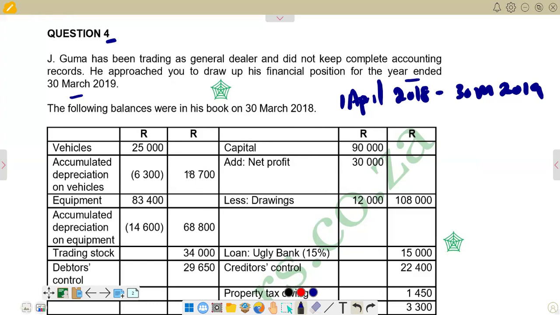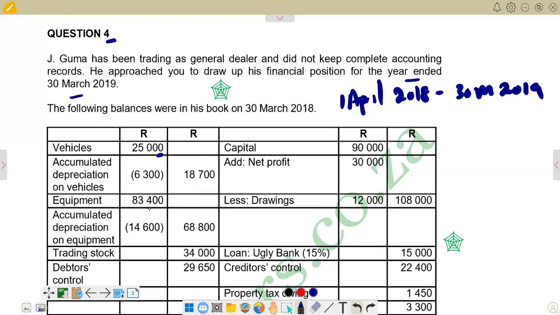So what we're going to do is pick the cost price, that is the gross carrying value at the beginning of the year. For vehicles, you'd see that we have got 25,000 given here. This is 25,000 at the beginning of the year. But the figures that we are going to put on the property, plant, and equipment note are at the end of the year. So we want to see whether there's any other vehicle that was acquired during the year.